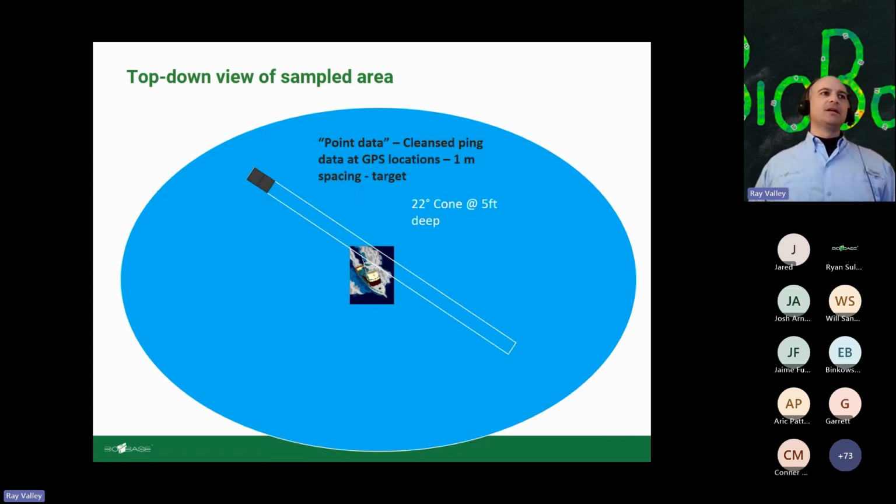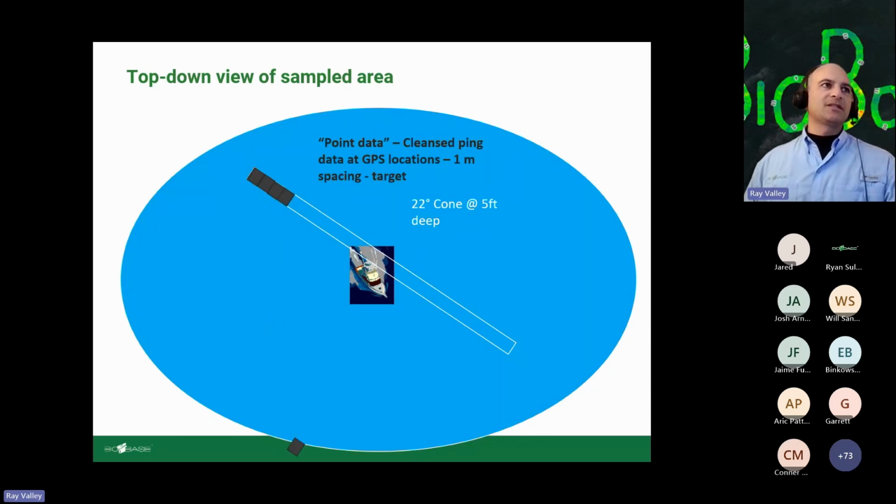These strings of data points, like I was saying, come from a 22-degree cone at 5 feet deep. This is an example of the swath of what's pinging down there. The rule of thumb that I use for most survey vessels is you put your arms out. That's the width you're surveying, basically the width of the boat. Then we use interpolation to predict what's between transects, between boat passes.